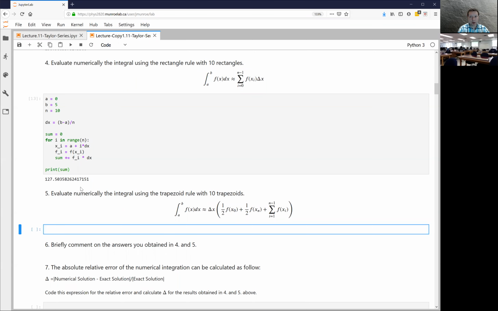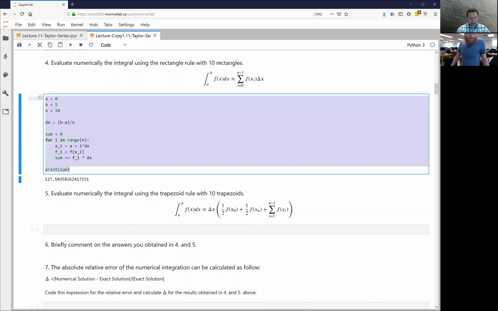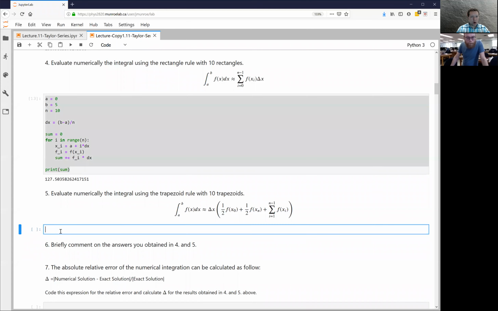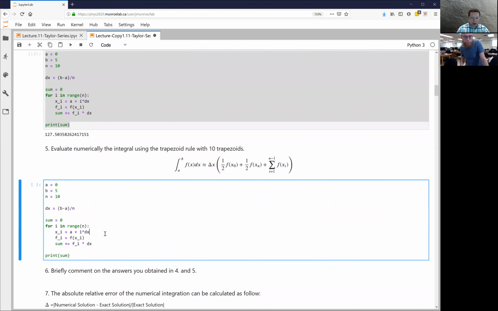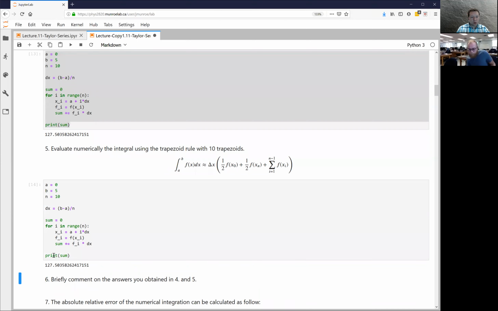Okay, we got an answer, 158.5138. That's one answer from Andrew. Let me show you what I would do and see if I get the same answer. If it was me coding this up, I would start by taking the code from the rectangular rule, just copying and pasting it because it's going to be pretty close to that. Test it to make sure I get the same run.